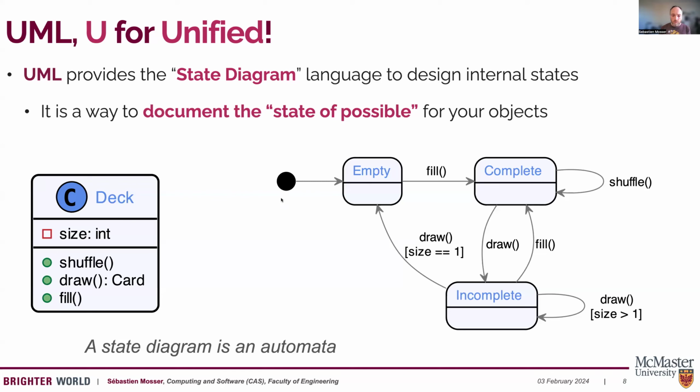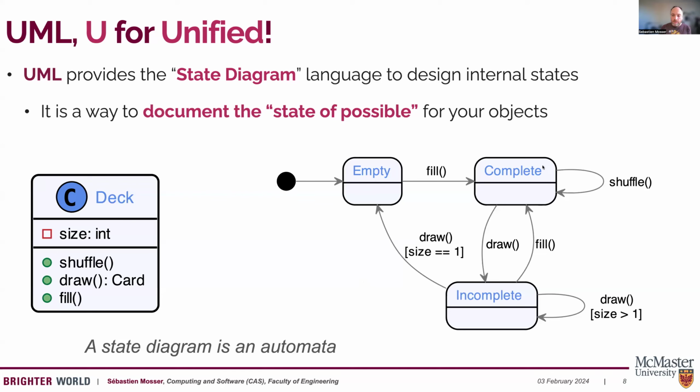It has a start, which is this black box, and it transitions to states. So those boxes, they're states of my deck. At the beginning, my deck is empty. There's nothing. I'm just starting with the empty deck. And if I call the fill method, then I'm going into the complete state.